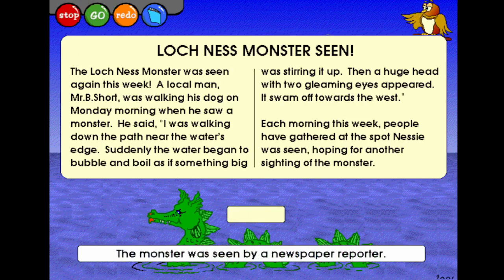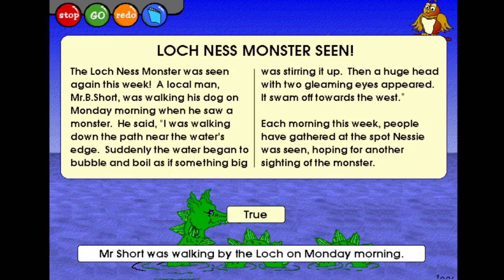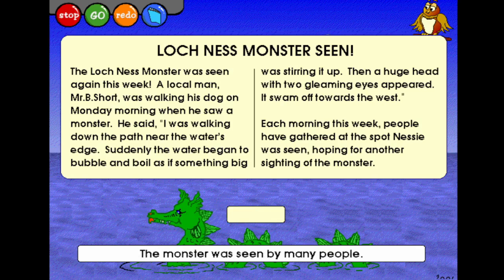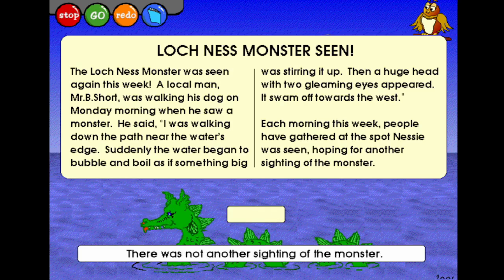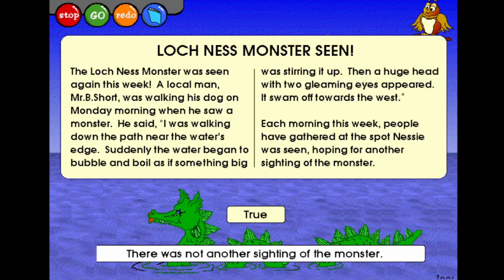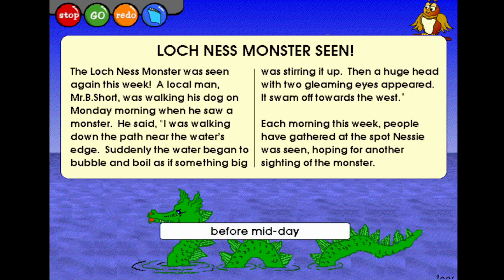Read each statement. Type T if the statement is true and F if the statement is false. Click on the statement if you would like me to read it. Search the newspaper item for the word which has this meaning and click before midday.